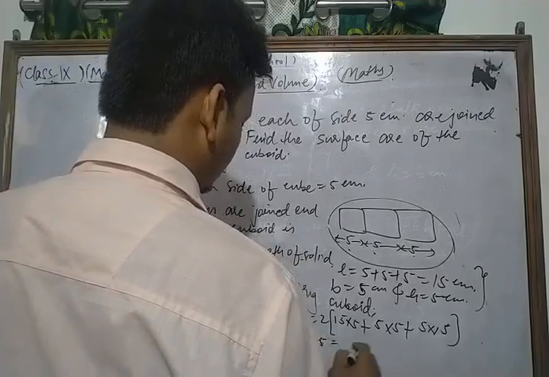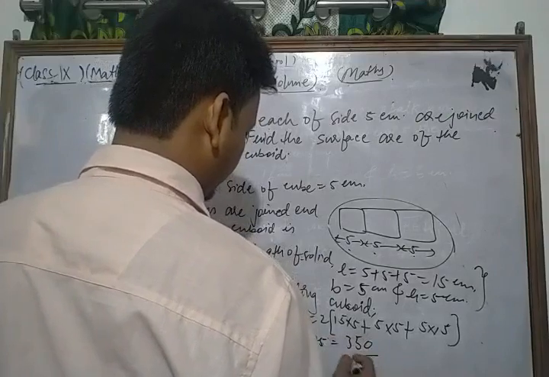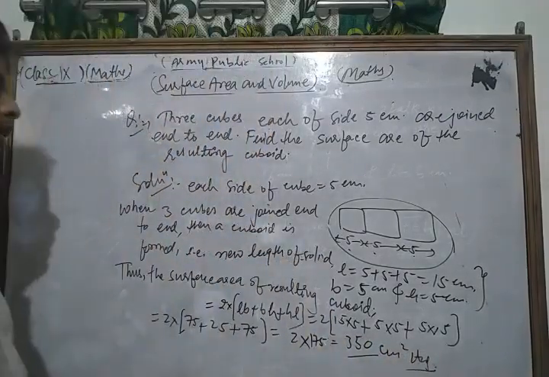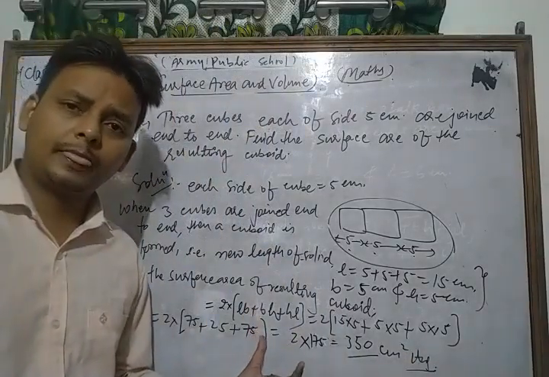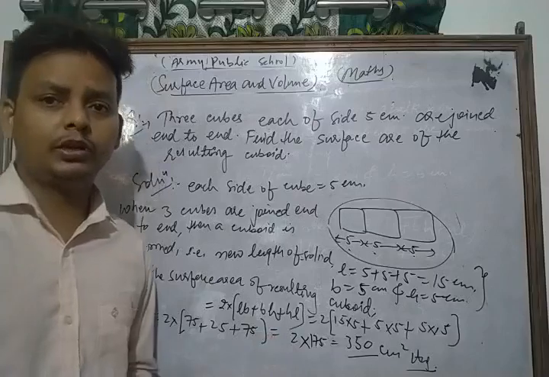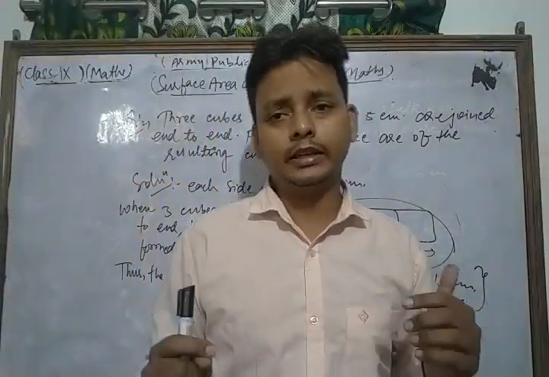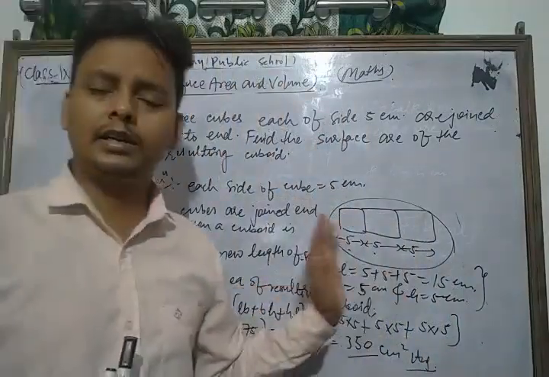Okay, now 350 centimeter square. Okay, so this is the value of the surface area of the resulting cuboid. So dear student, in this way, when three cubes are joined end to end, then in that condition the new length will be what?